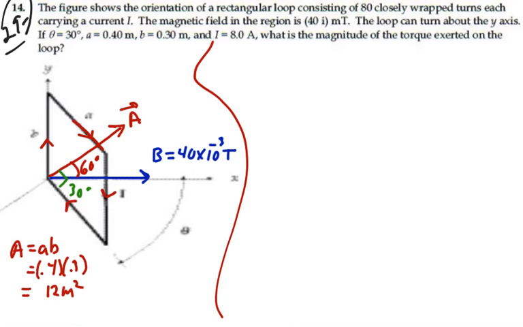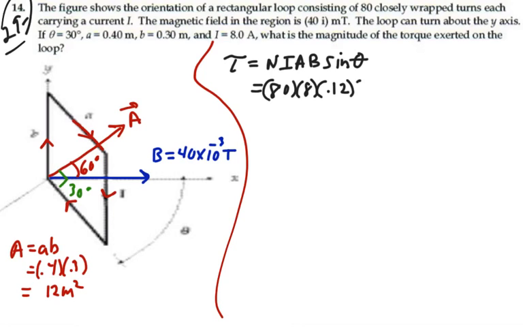Alright. As far as the magnitude of the torque, it's going to be equal to the number of turns times the current times the area times the magnetic field times the sine of the angle between the area vector and the magnetic field. Number of turns is 80. Current is 8 amps. Area is 0.12. Magnetic field is 40 millitesla. And the angle between the two vectors is 60 degrees. So this is 2.66 Newton meters.